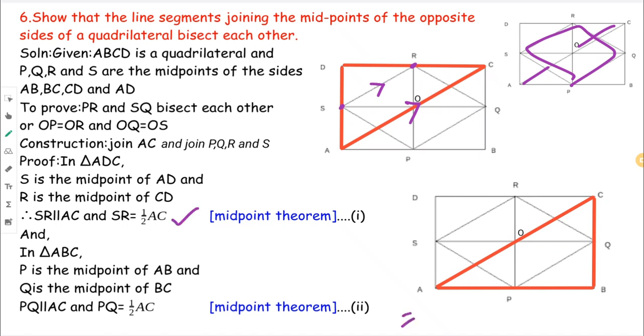Now have a look at the other triangle. Same thing again. They've given us that P is the midpoint of AB and Q is the midpoint of BC, which means I can say that PQ is parallel to AC, and PQ is half times AC, by the midpoint theorem. So mark this as 1 and 2.